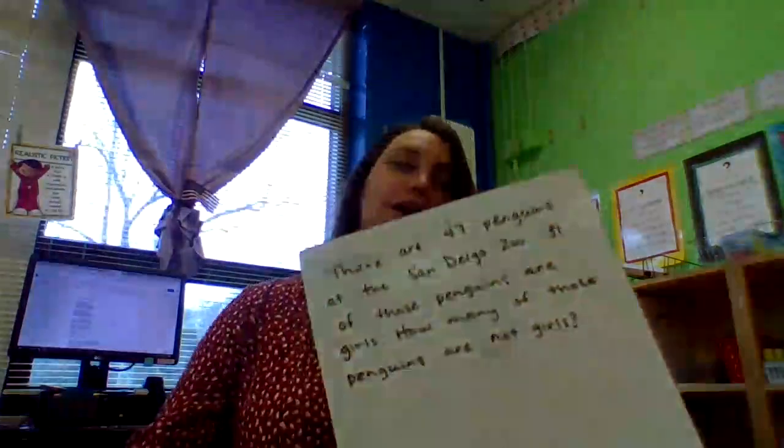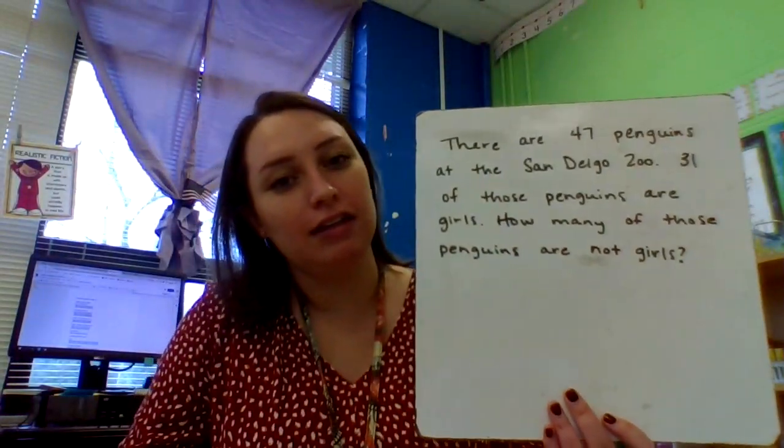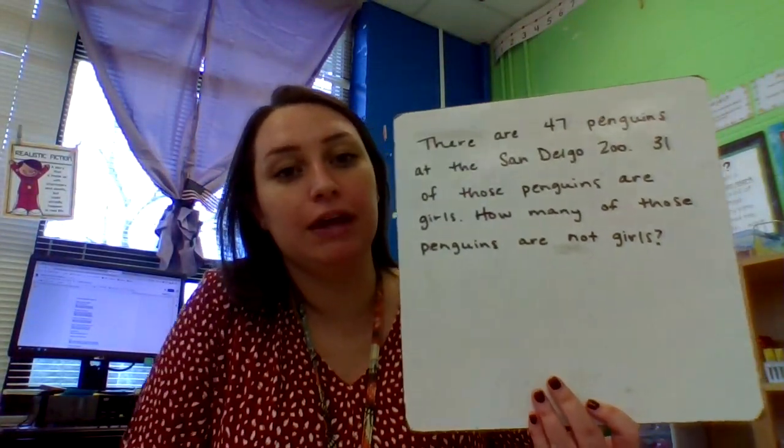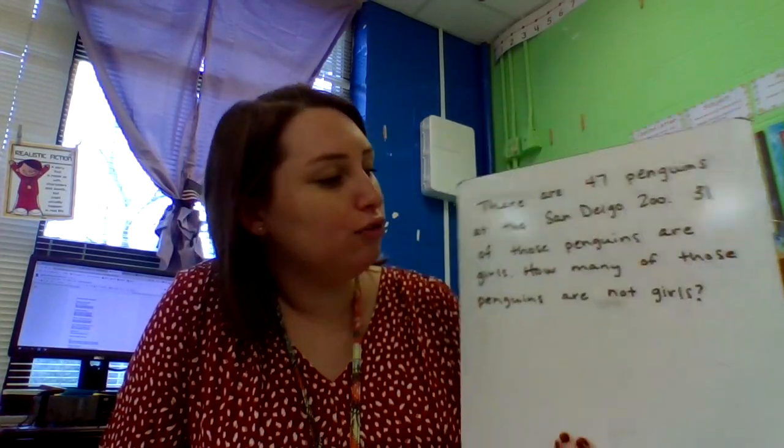We're going to be working with word problems. We're going to be thinking about plans and how to use that. We're also going to be thinking about subtraction. So let's stay tuned. Let's go ahead and read our problem and then see how we can use plans to solve it. Okay, so it says there are 47 penguins in the San Diego Zoo.